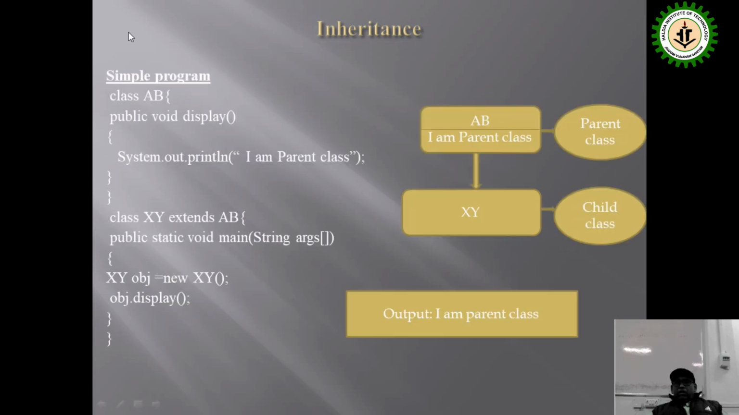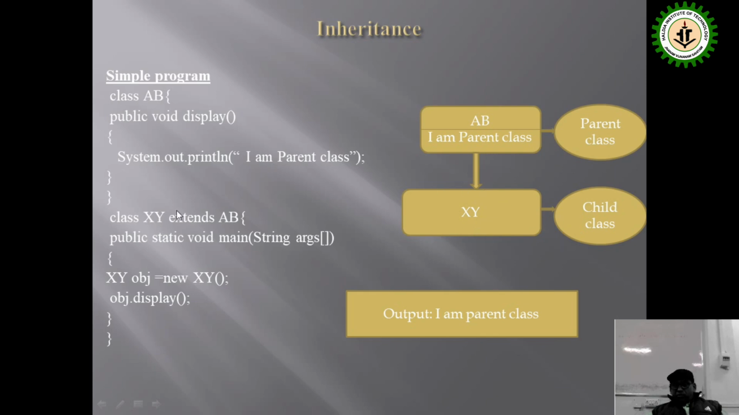Now there is a simple program showing how inheritance works. There is a class AB. Class AB is the parent class or base class. XY is the child class or derived class. Class AB has a method display, and it defines display as printing "I am parent class".